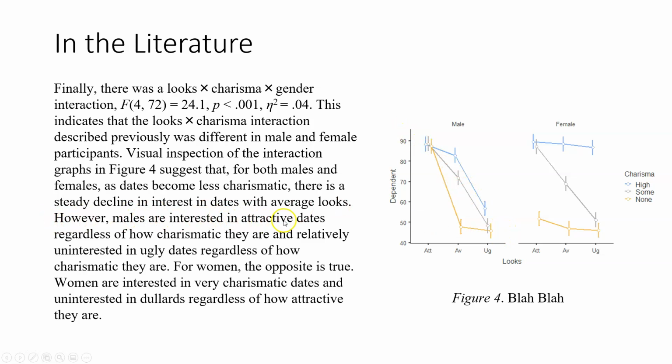However, males are interested in attractive dates regardless of how charismatic they are. So you can see here that the three are clustered right together, regardless of how charismatic they are. For women, the opposite is true. So for the women, you look over here, and all three of these points are very high. For anybody with high charisma, you enjoy the date regardless of whether they're attractive, average, or ugly. It doesn't matter. They're all enjoyed equally well. Coming back, we see that women are interested in very charismatic dates and uninterested in dullards, regardless of how attractive they are.